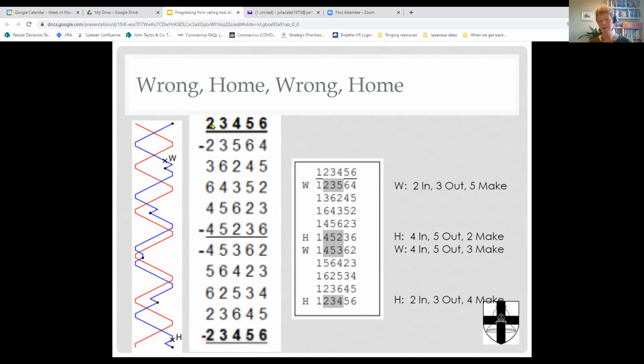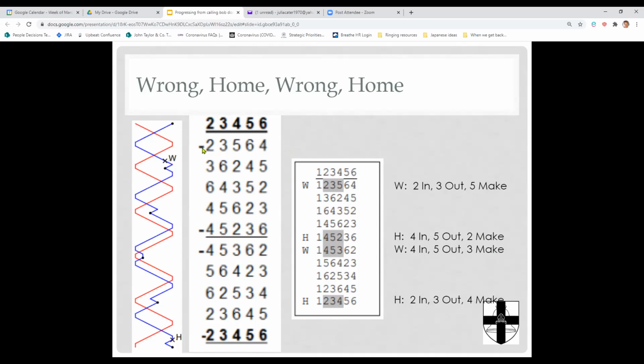What happens is you've got obviously 2, 3, 4, 5, 6. The 1 is not put in because we assume that the treble is there. Basically, this is the treble's lead end. So this is the backstroke when the treble's leading. So this is rounds, isn't it? And then each line of numbers is the numbers as they appear at the next lead end, so the treble's backstroke. So this dash here is where we would put a bob in.